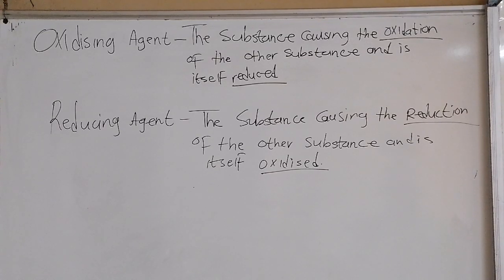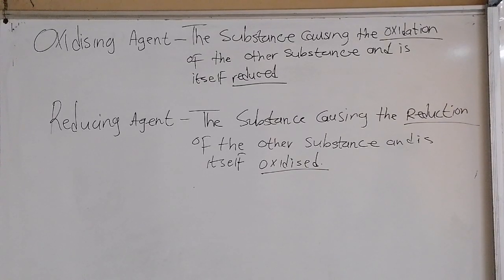When you define the oxidizing agent, you define it as follows, as you can see on your screen. The oxidizing agent is the substance causing the oxidation of the other substance and is itself reduced. What does that mean? We're saying that it is the substance causing the oxidation. What does the term oxidation mean? It means the loss of electrons. So we are simply talking about the substance that causes the loss of electrons of the other substance and is itself reduced. You will see the difference.